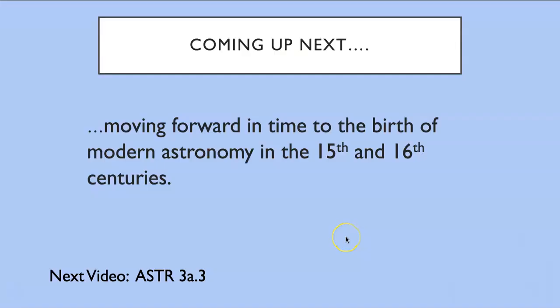Ptolemy's geocentric model of the solar system held up for 14 centuries until the Renaissance, the period of time in the 15th and 16th century that marked the emergence of society from the Middle Ages into modern times. And that's where we're going next.